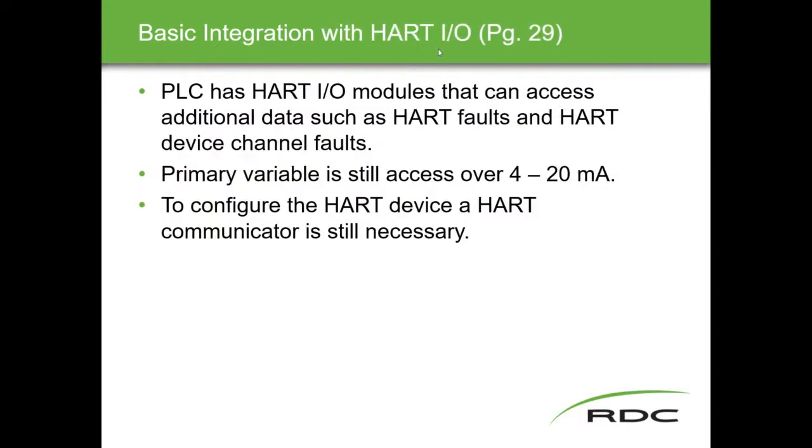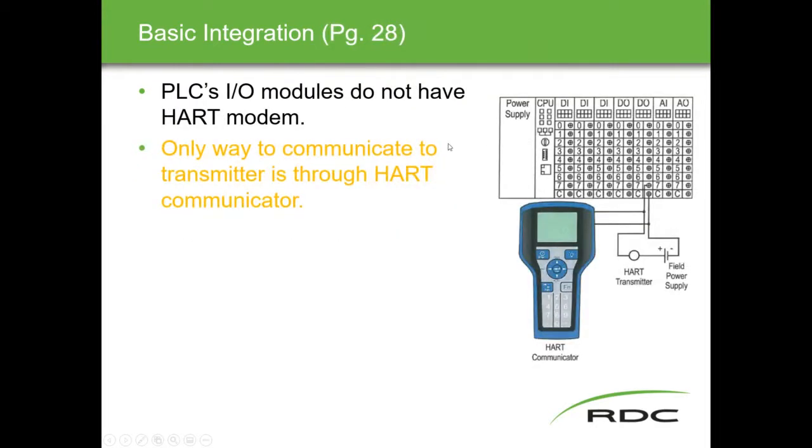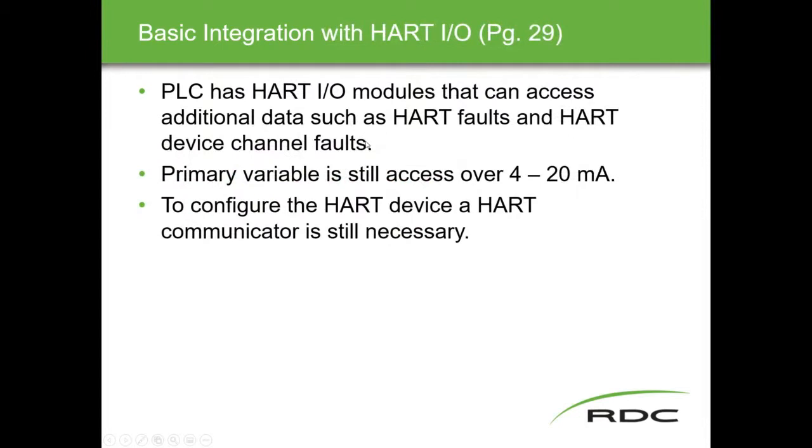Basic integration with HART. Let's make sure my pages are following. Yep, they are good. Okay, the PLC has HART IO modules that can access additional data such as device channel faults and some of the diagnostic features that are available with HART. The primary variable is still accessed over that 4 to 20 milliamp signal. And to configure the HART device, a HART communicator is still necessary. So the only thing we really gained here is that we are now using a HART IO module in the rack, and we get a couple of simple diagnostic features added to it.